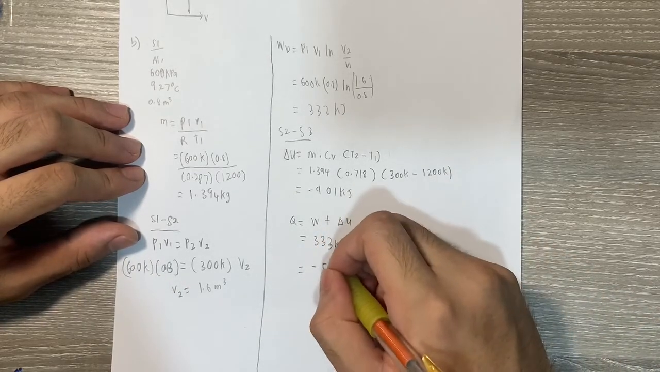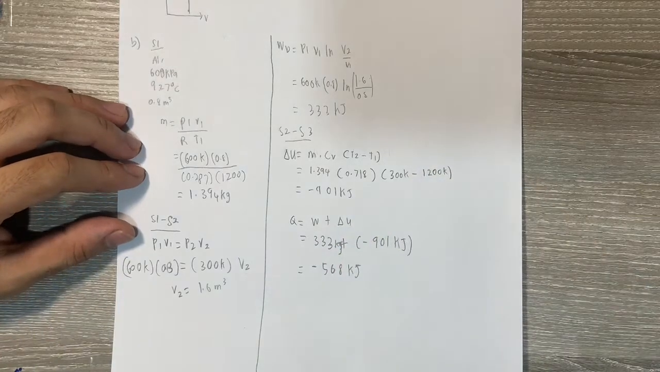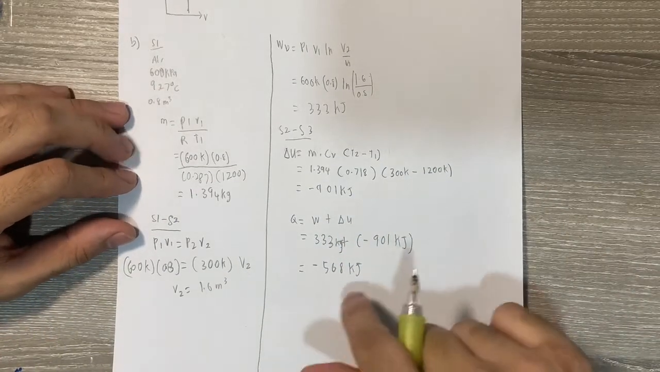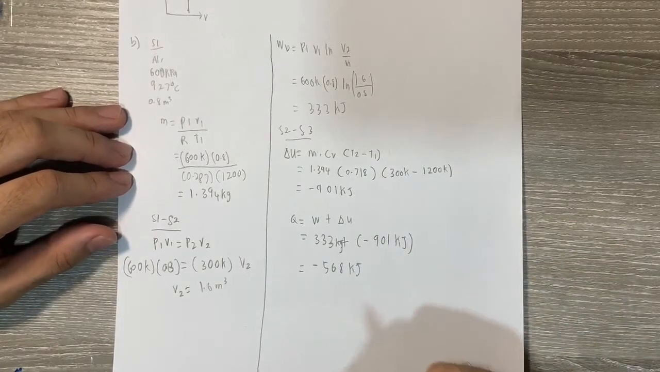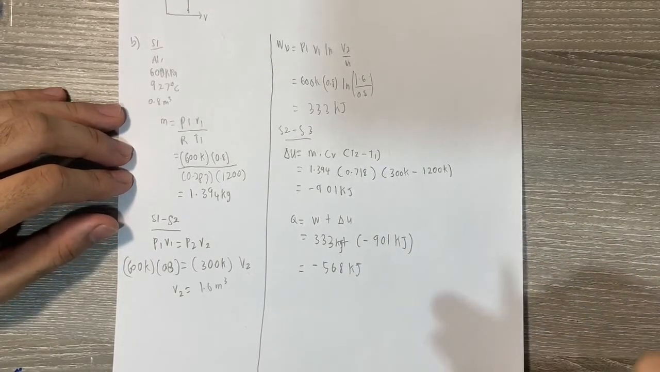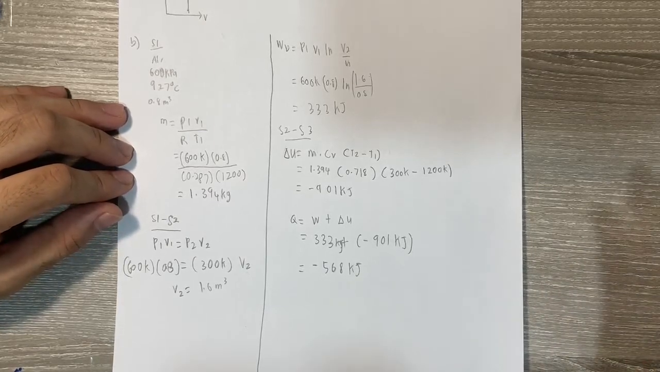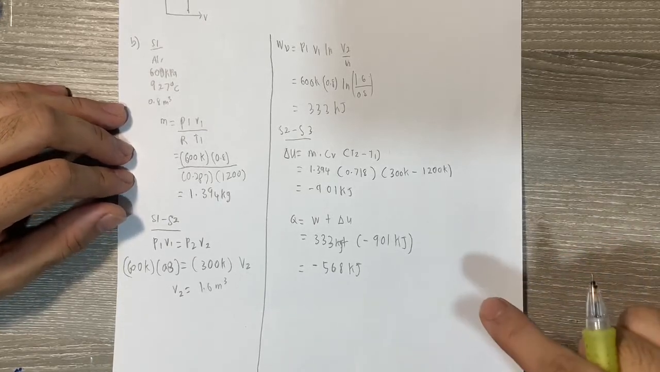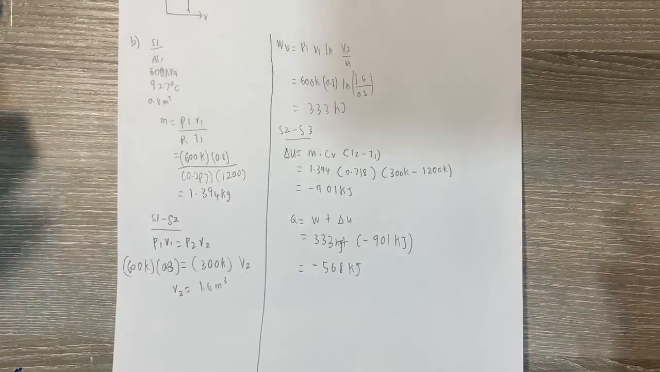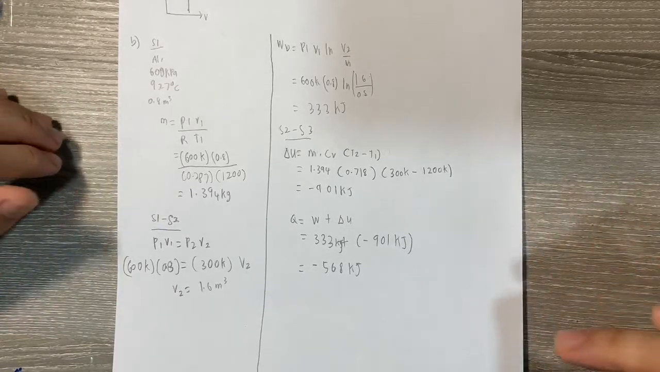Okay, for this process, the energy is negative because the energy is used by the system. So that means energy is used to make the process happen.